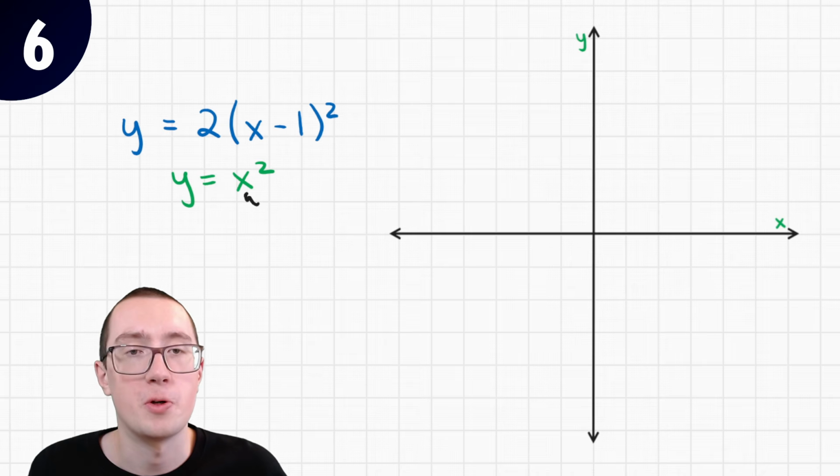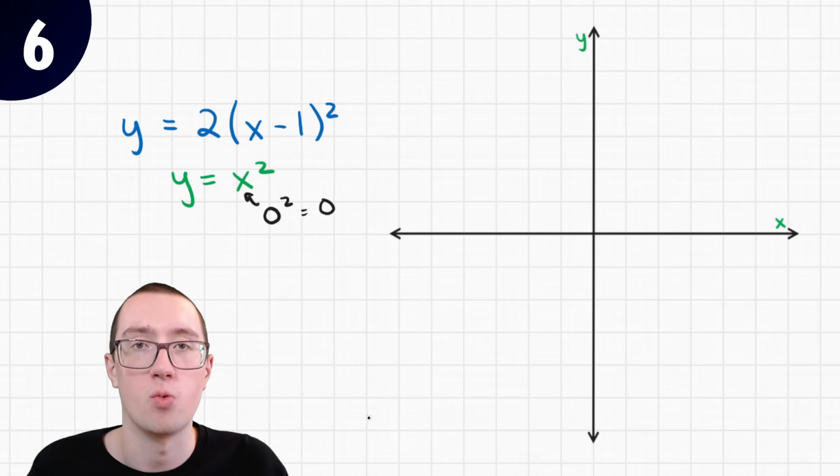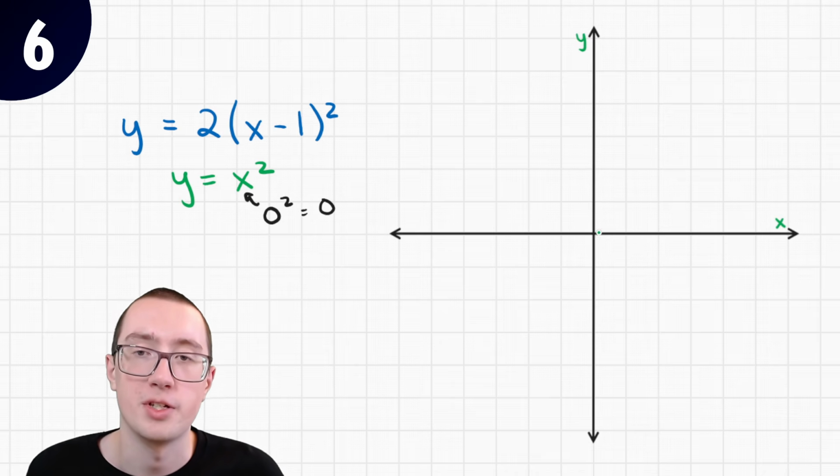What happens if we put in 0 for x? Well, if we put in 0 for x, then for y, we're going to get 0 squared. 0 times 0 is 0. So when x is 0, y is 0. And (0, 0) is right here in the middle of this graph.